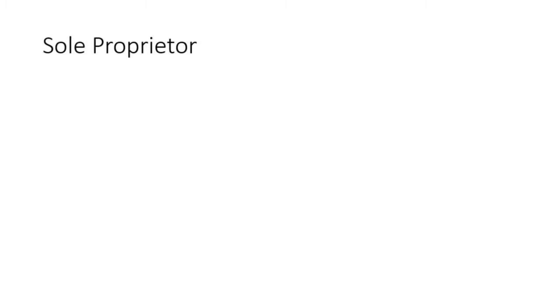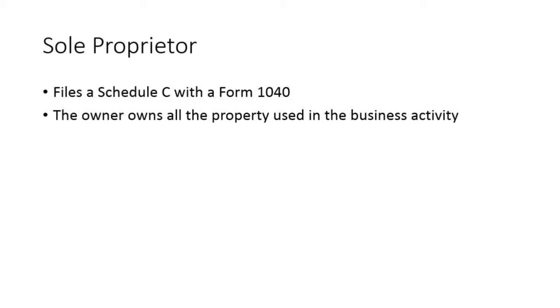So looking at the sole proprietorship, sole proprietors file a Schedule C with the 1040 on their tax return. It's a personal tax return. The Schedule C simply records income and expenses on top of your regular personal 1040 taxes. Next, the business owner owns all the property in the business activity. So in a normal company, you have a balance sheet, whereas in a sole proprietorship, there wouldn't be a balance sheet. Really, the money is exchangeable between the business and personal.